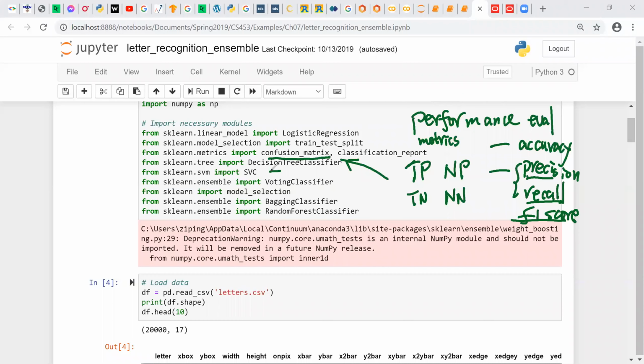Decision tree, we already learned. And generally speaking, for a decision tree, do you need data pre-processing?